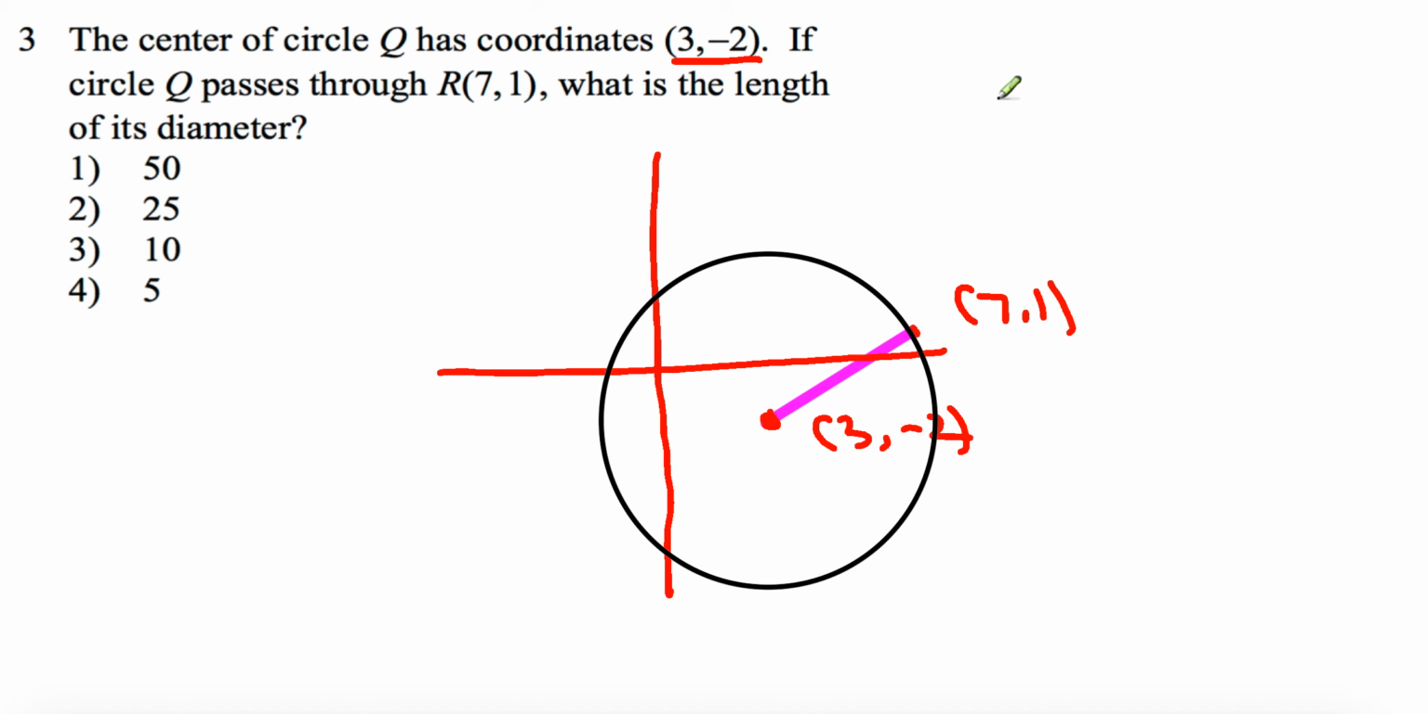We can find the length of the radius and then find the diameter. Let us try to find the radius first. Either you can use the distance formula, or you can see that the vertical difference from 1 through negative 2 is equal to 3. The horizontal difference between 3 and 7 is equal to 4. So we are looking at 3, 4, and then this one must be 5. Or you can use the Pythagorean theorem as well. So 3 squared plus 4 squared equals 5 squared. So then we know that 5 is the radius, hence the diameter is 10. Choice 3 becomes the answer.